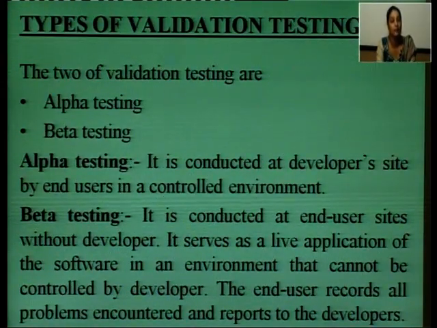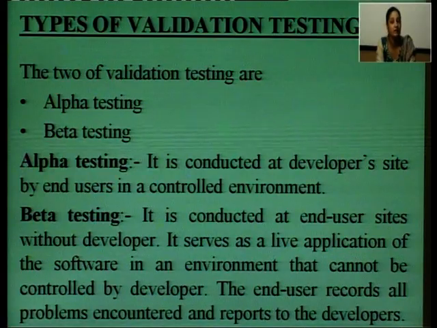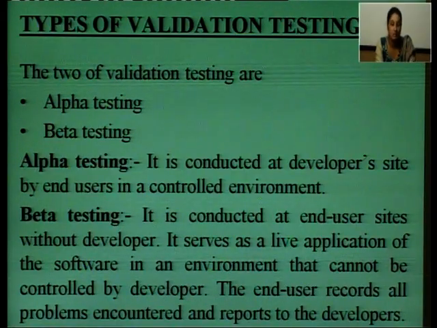There are two types of validation testing. The first one is alpha testing and the second one is beta testing. These two types of testing are done by us for the validation of a software, for the validation of a given product. The first one is alpha and the second one is beta testing.